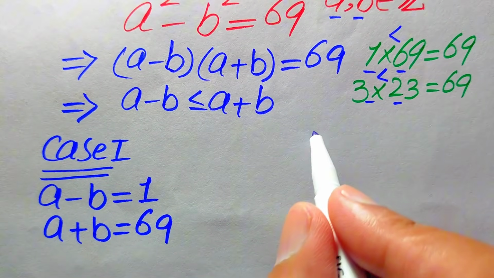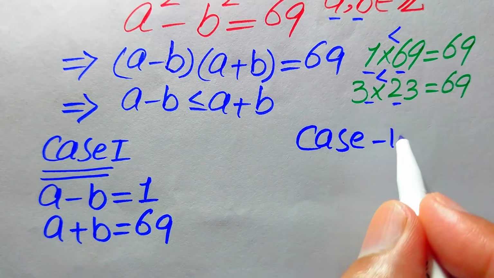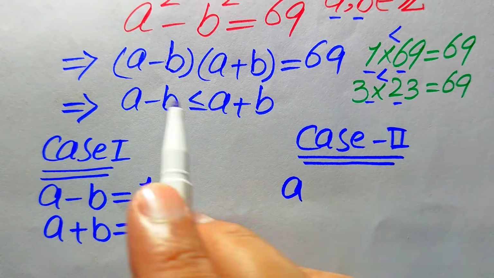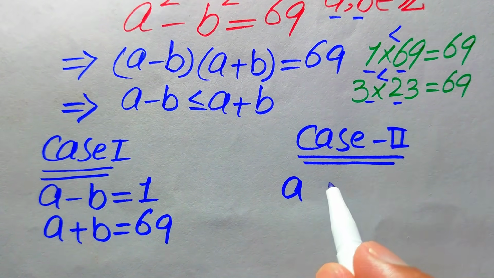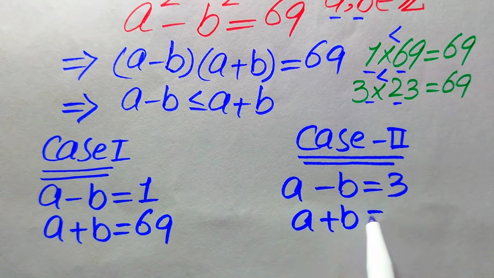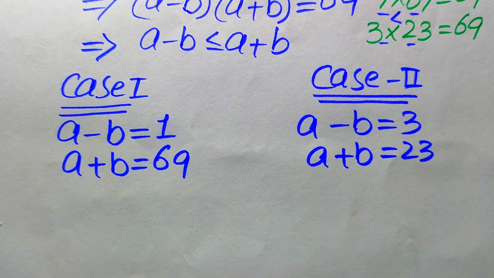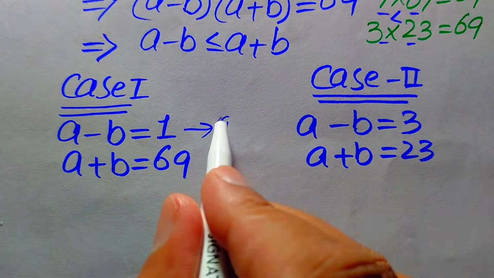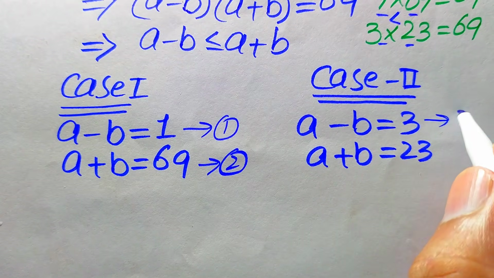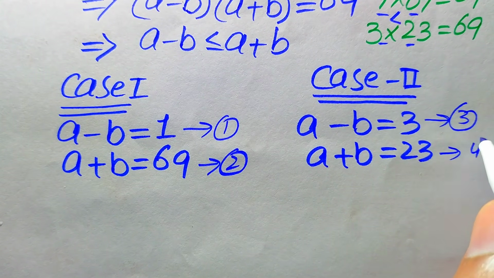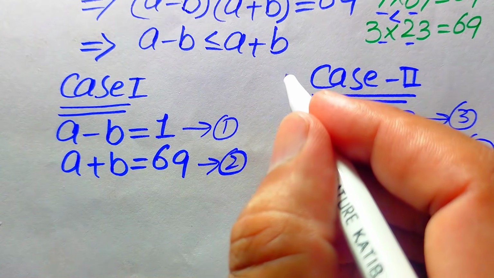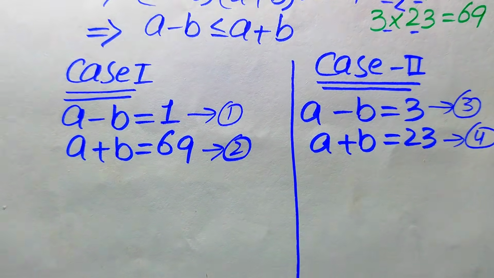This is our first case, and now the second case: we compare a − b and a + b with 3 and 23, and we get a − b = 3 and a + b = 23. We call these equation number 1, equation number 2, equation number 3, and equation number 4. First we solve equation 1 and equation 2 to get the values of a and b.